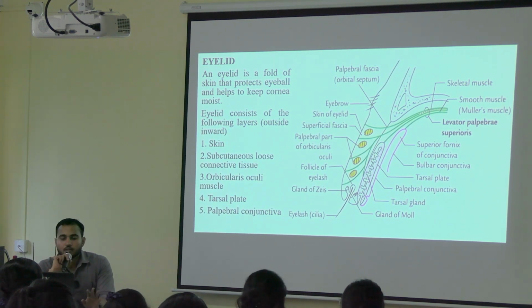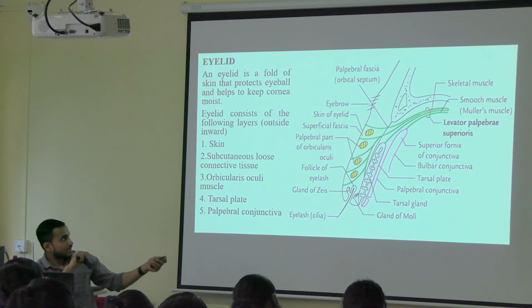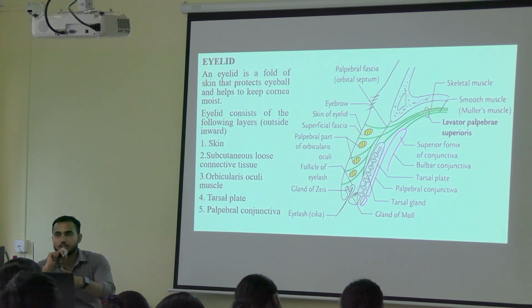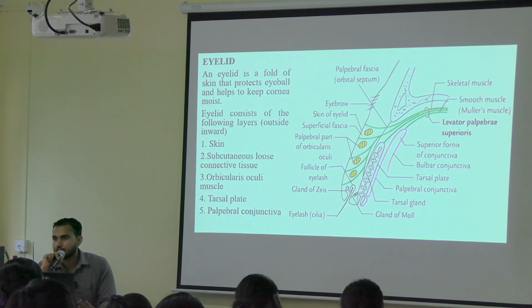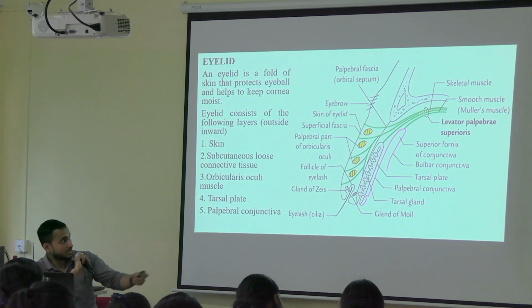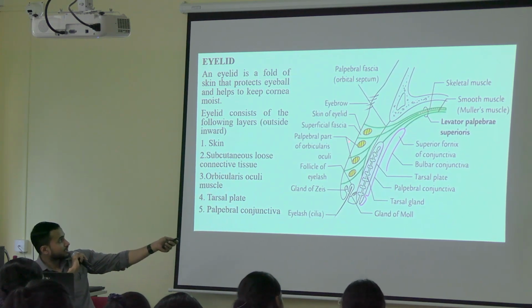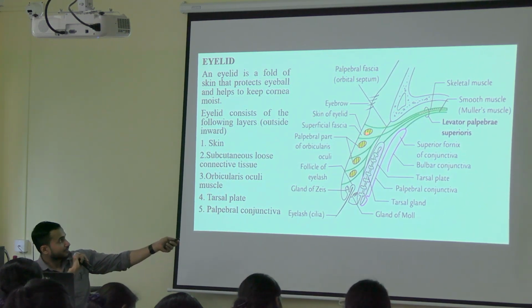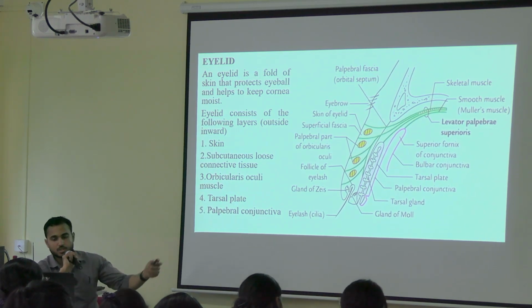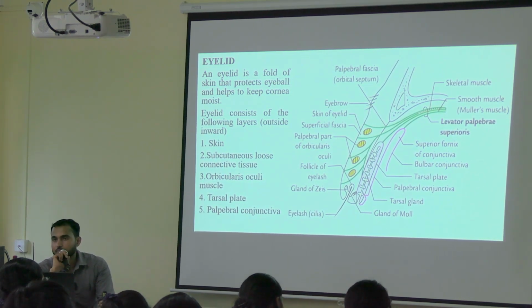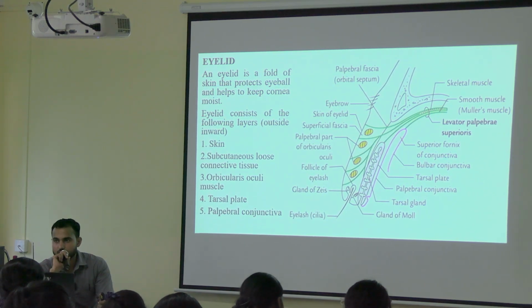Next, if you see the eyelids, from external to internal, a total of 5 layers are there. What are they? First is the skin, as you can see in the diagram. Now deep to the skin, subcutaneous connective tissue is present. After that, the muscle layer. Now which muscle is present? Orbicularis oculi, that is the palpebral part of the orbicularis oculi muscle.